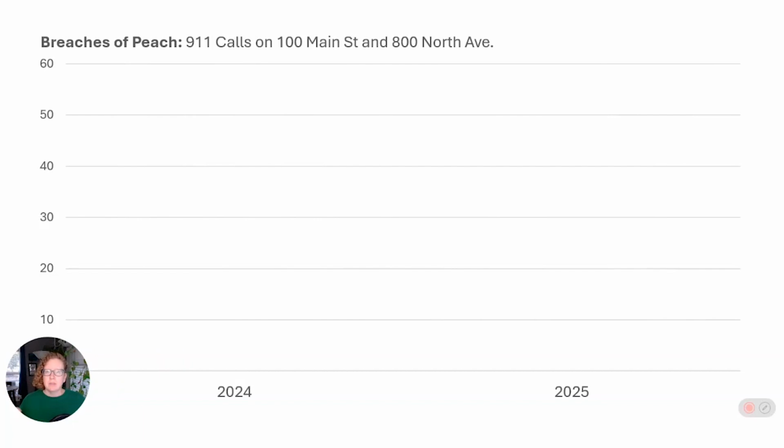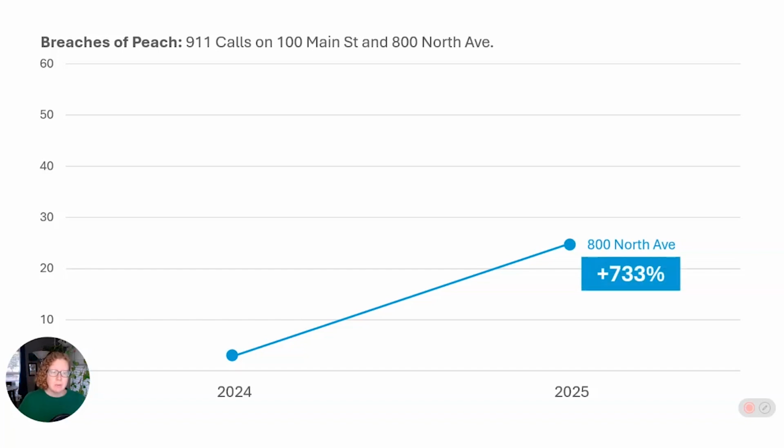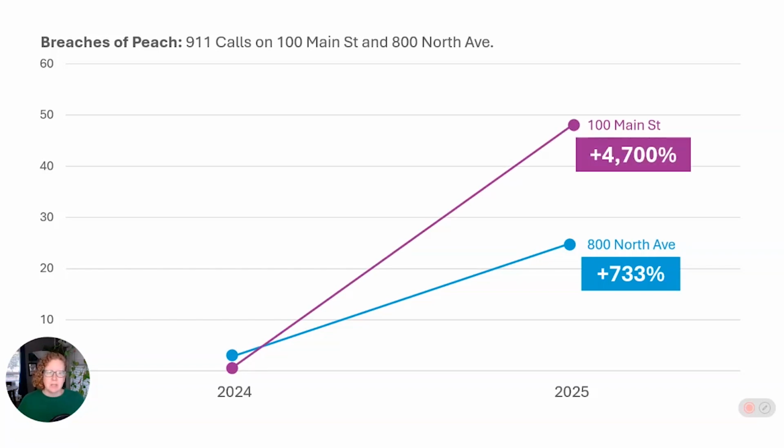So instead of doing that, we said, hey, we're looking at breaches of peace from 2024 to 2025 based off the 911 call logs of these specific addresses. And in 2024, there were 3 breaches of peace for 800 North Avenue. And then in 2025, you can see that increase to 25 calls, which is a percent increase of 733%. And then we did the same thing for 100 Main Street. In 2024, there was 1 call for breaches of peace, and then in 2025, there was 48. And that is a percent increase of 4,700%, which is massive.